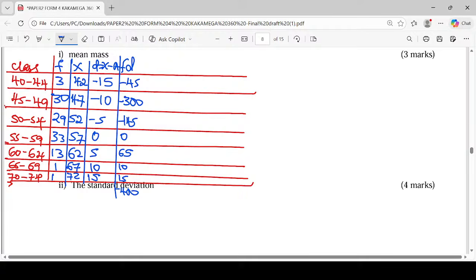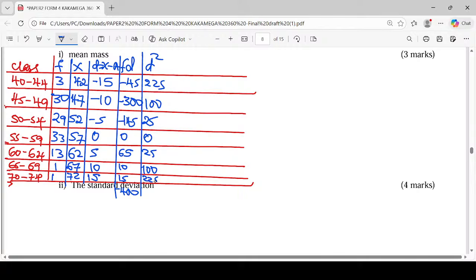After populating the FD column, I might need another column for D squared. D squared meaning we are squaring the D values. Negative 15 squared, that is 225. Negative 10 squared is 100. Negative 5 squared is 25. 0, 25, 100, 225.